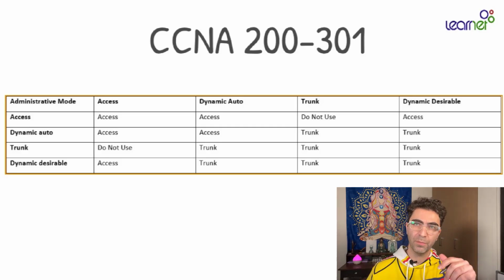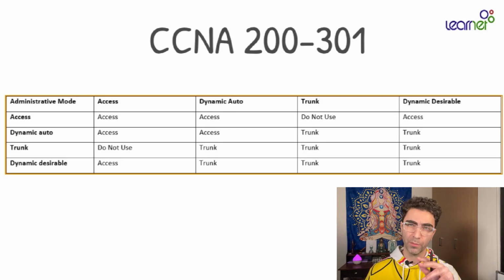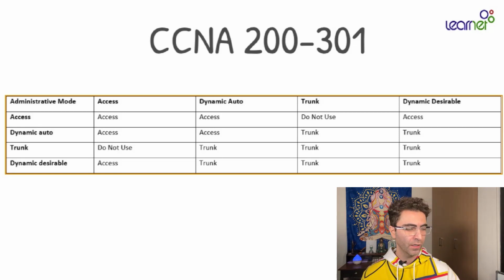All right, this is the table that comes from the Cisco CCNA reference guide, and it is very important, and you have to memorize the contents of this table. But it's not a big deal. If you understand how these different modes work, this table will be very easy for you.